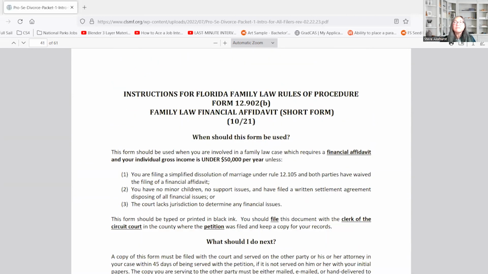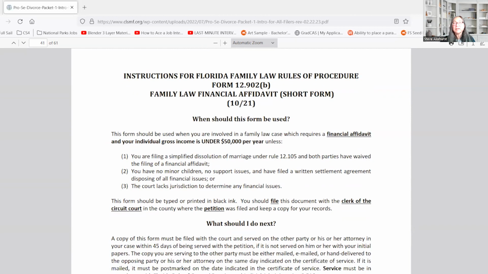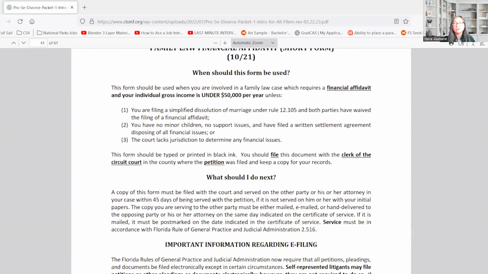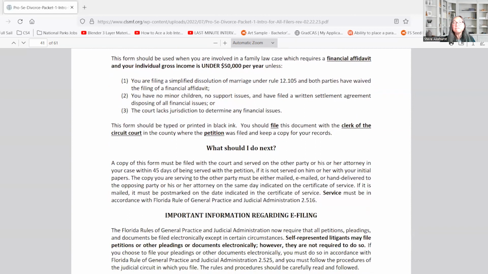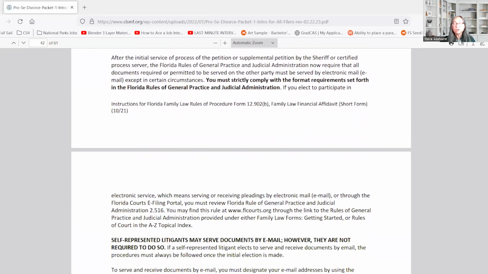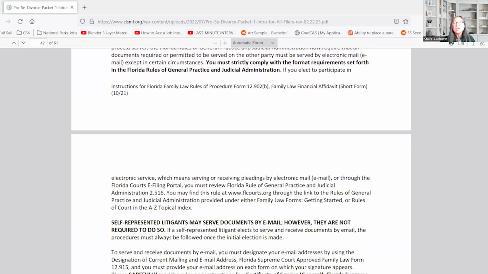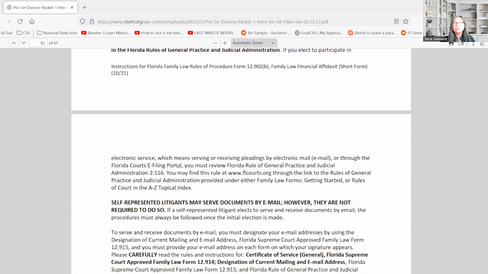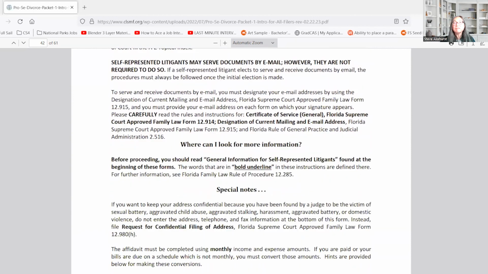The next form is the financial affidavit. And this is the most important form, just to let you know. I know a lot of people have financial situations that are very difficult to explain, but you need to fill this out truthfully. And again, as I mentioned earlier when you were doing the affidavit of indigent, you don't have to have it exact to the penny, but you have to have it reasonable.